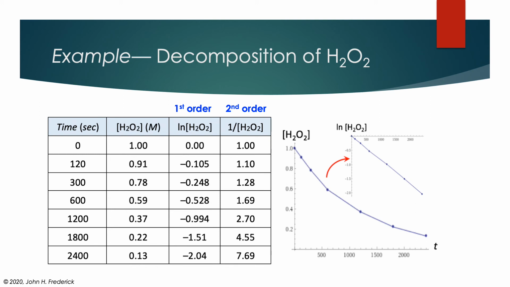Now, if I want to test this for a first order, then I would take the logarithm of each of those data points, and I've done that in the third column. So the logarithm of 1 is 0, the logarithm of 0.91 is negative 0.105, and so forth. And I would then plot all of those points as a function of time. Okay, when I do that, I can then see if it fits a line. And if it fits a line, then I can make the assumption that perhaps this is a first order reaction.